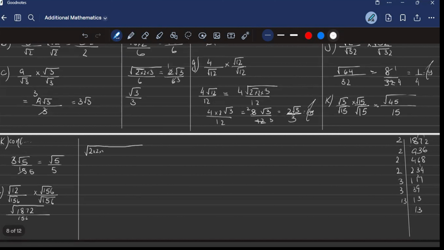2 multiplied by 2 multiplied by 2 multiplied by 2. How many 2's? 1, 2, 3, 4. 4 2's. And then 2 3's. So 2 multiplied by 3 multiplied by 3 multiplied by 13 divided by 156. Now we get 2 pairs of 2, and 1 pair of 3. So 2 twos are 4, 4 threes are 12. 12 under root 13 divided by 156. So what is 12 divided by 156? We would get 1 under root 13 divided by 13. And that's your final answer for part L.